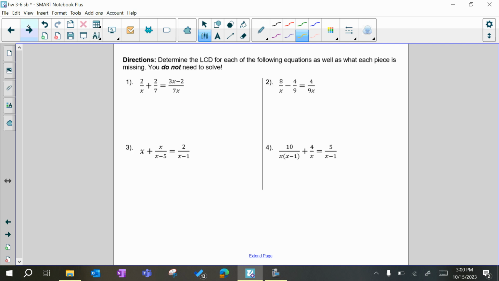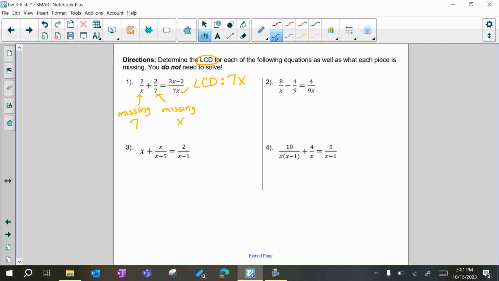Here are examples. My denominators are x, 7, and 7x, and I want them all to be the same. So my common denominator, which is going to be referred to as your LCD, is going to be 7x. So we want to determine the common denominator for each of the equations as well as what each piece is missing. So if 7x is my common denominator, this first fraction is missing 7. This second fraction is missing x, and my last fraction is good.